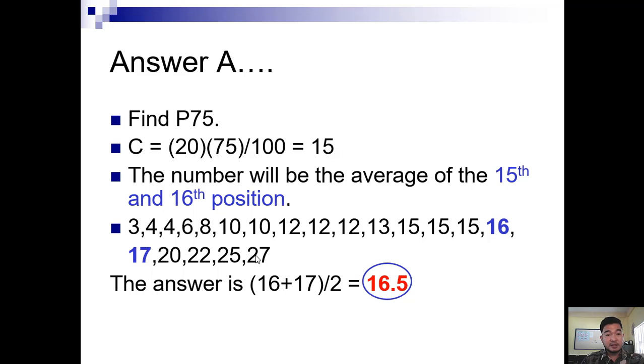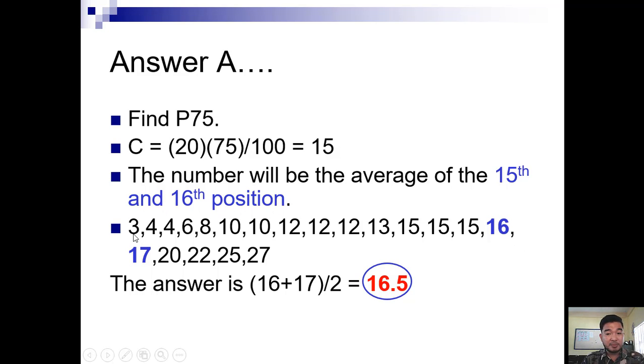Here's the answer. For the 75th percentile, C is equal to 20 because 20 is our n. We have 20 numbers. Times 75 divided by 100. 20 times 75 is equal to how many? Is equal to 1,500. Divided by 100 is equal to 15. Whole number yan, kaya anong gagawin natin? Yung pang 15 at pang 16, kukuhanin natin yung average.